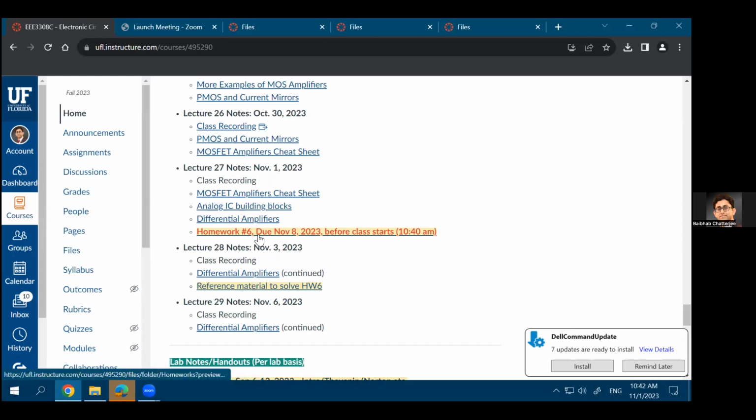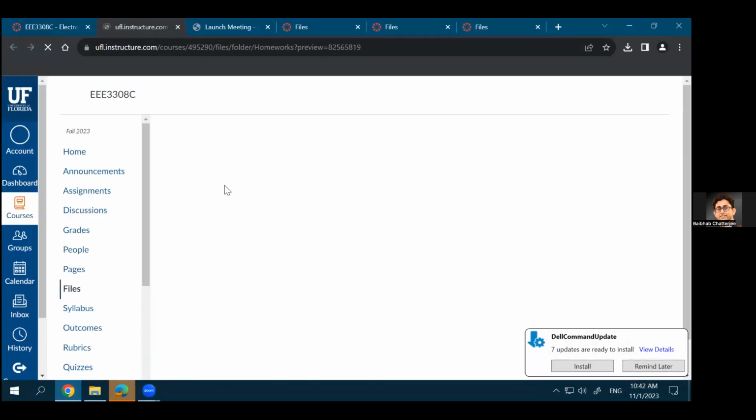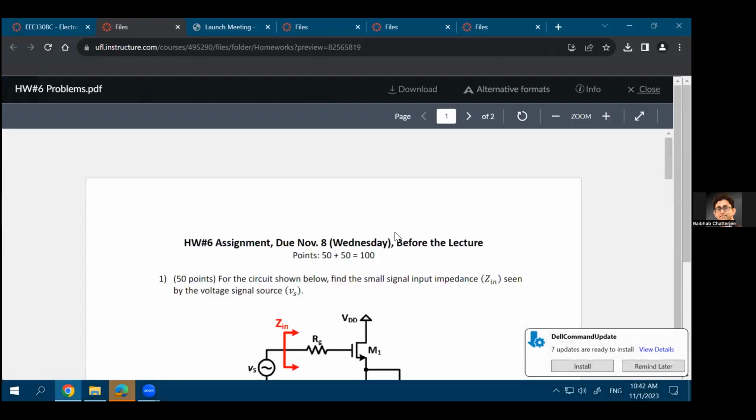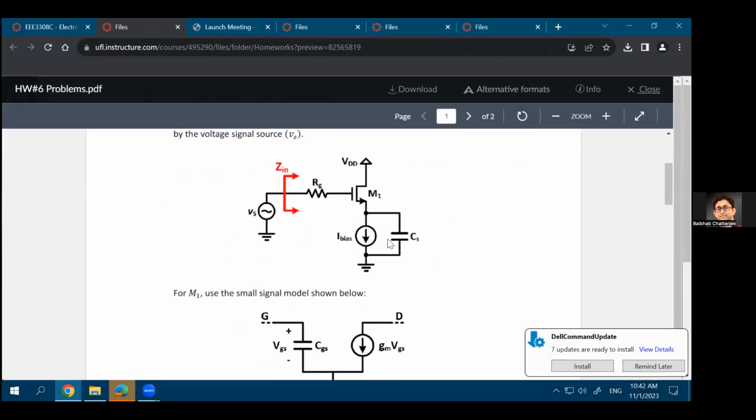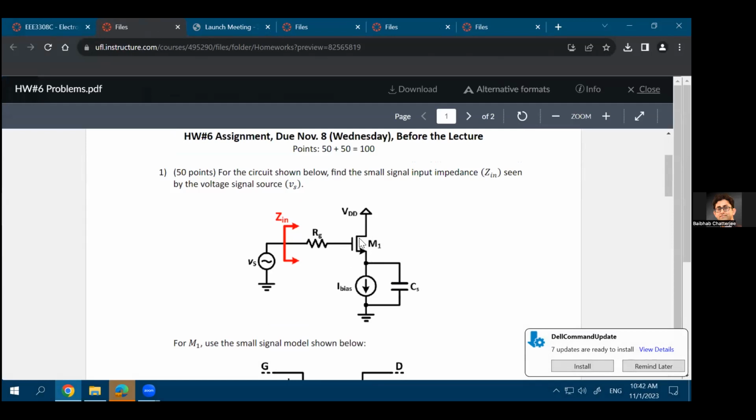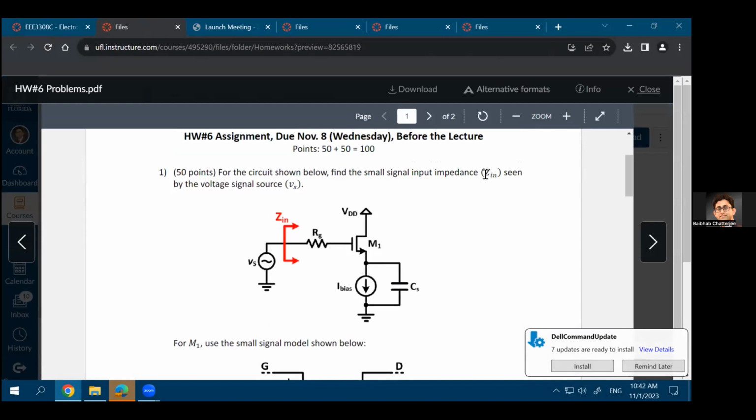At the same time, your homework number 6 has been uploaded, which will be due in a week or so. I'll also show what it has. It basically has this common source type amplifier once again. So you're applying your input to the gate, and you have a bias current at your source, but what you need to find out is the small signal input impedance Zin, the input impedance seen at this node.